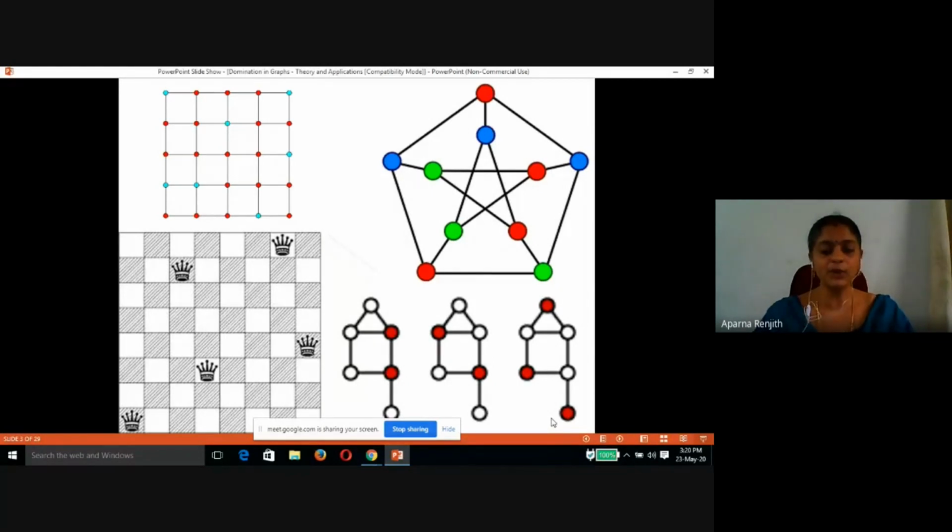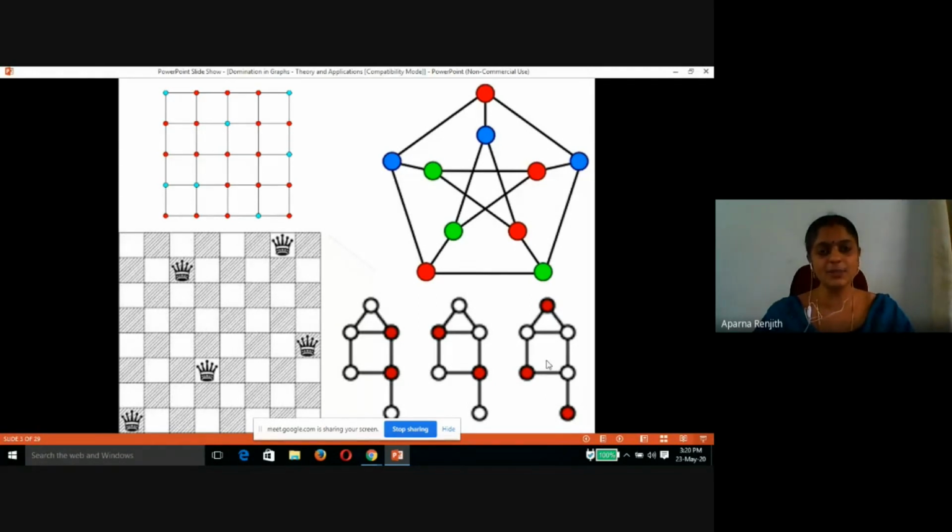I have already told you that the domination number is the minimum cardinality of a dominating set. So here we are having a minimal dominating set of cardinality 3, but that doesn't mean that the domination number is 3. As in this case, you can see that we are able to find a minimal dominating set of cardinality 2, which is less than the cardinality of this minimal dominating set.